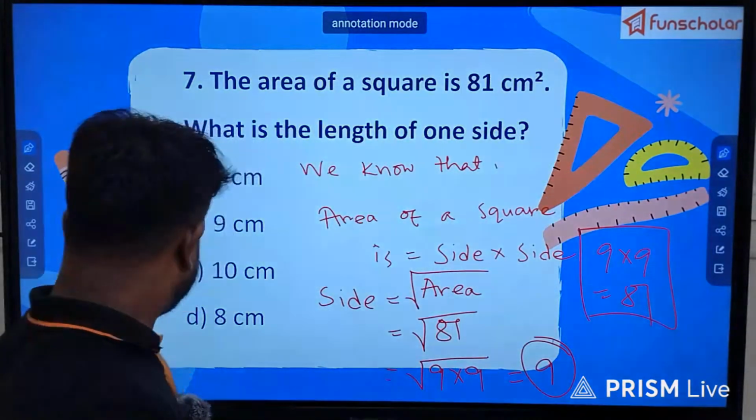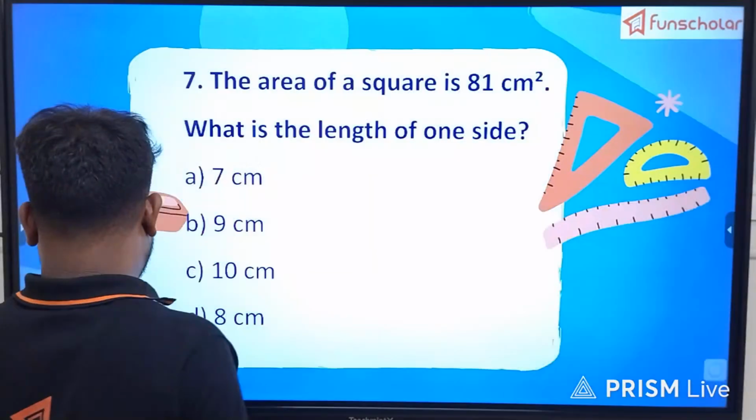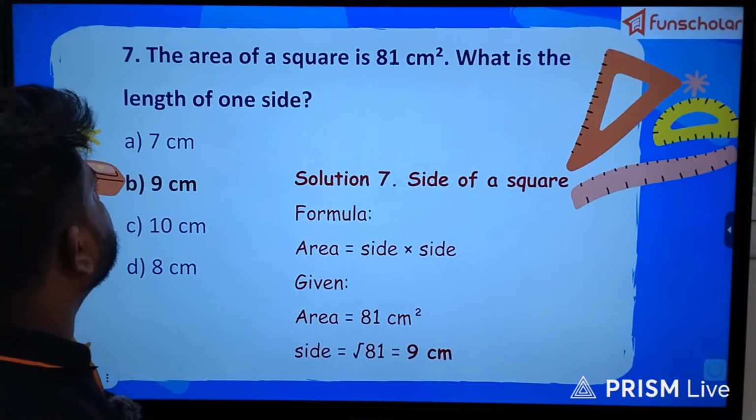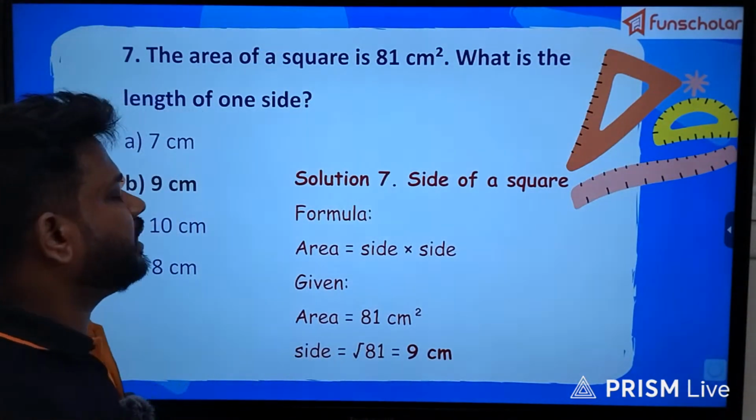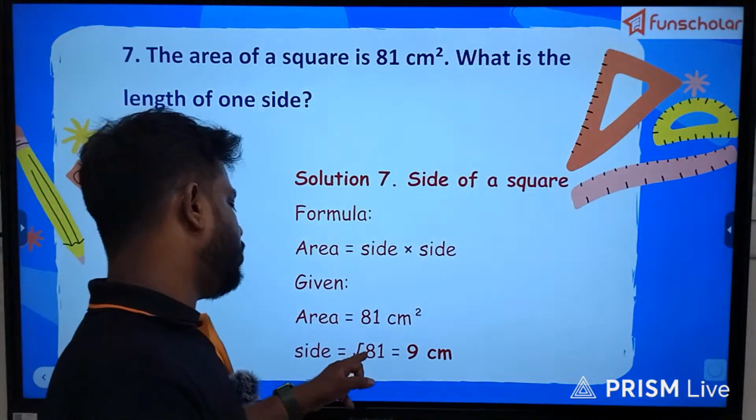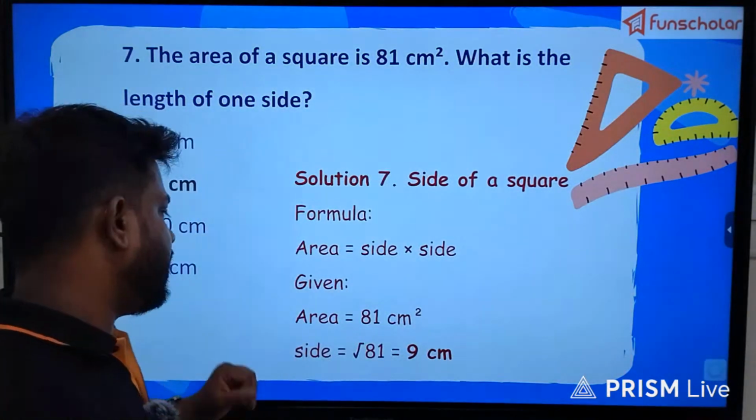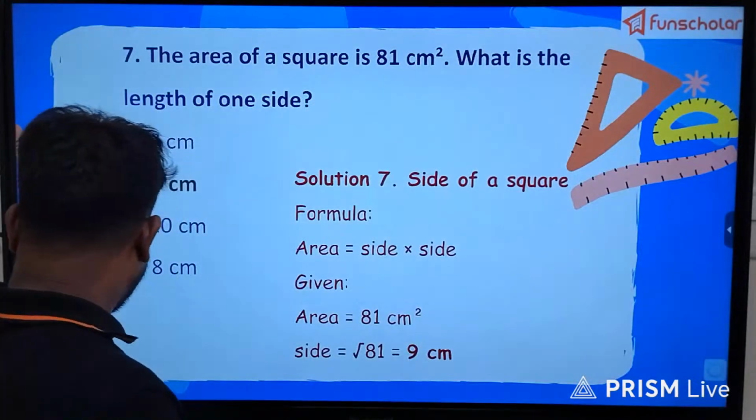81. Okay. Now the next one, the area of a square. Yes, they have done it completely like this, and they have also used the square root, and the final answer will be 9.